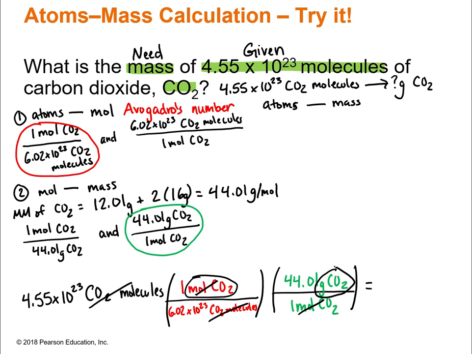You take 4.55 times 10 to the 23rd, divide by 6.02 times 10 to the 23rd, multiply by 44.01, you should get somewhere in the ballpark of 33.3 grams of carbon dioxide. Now for the exam, let's say that you put 33.2. That's still correct in my book. If you put 35 or 30, those are two different, okay? But 33.2 or even 0.1, that's okay.